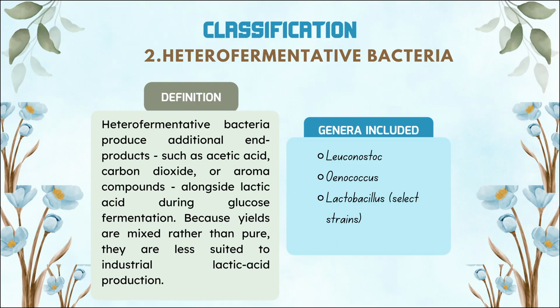In this method, other byproducts are also produced along with the lactic acid, such as acetic acid, carbon dioxide and some aromatic compounds. The lactic acid produced is a mixed form of acids when compared to the homofermentative method. The genera used are Leuconostoc, Oenococcus and Lactobacillus.